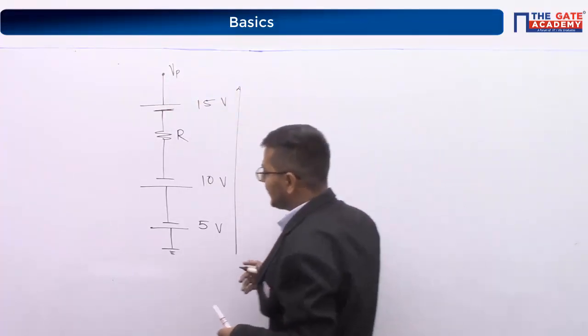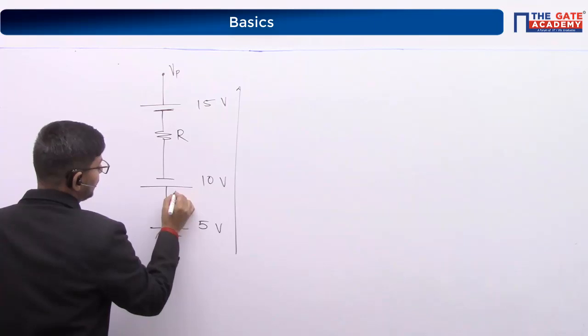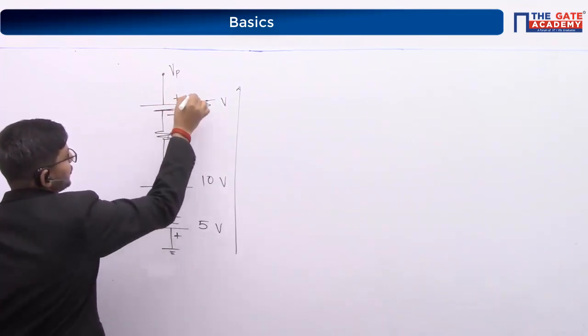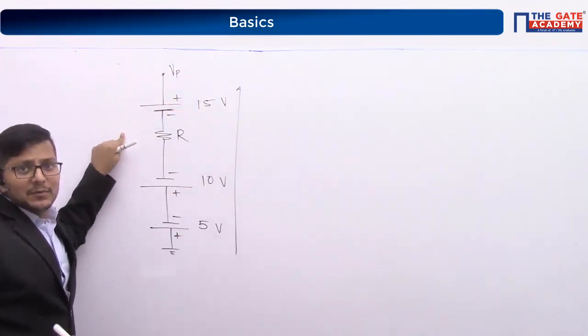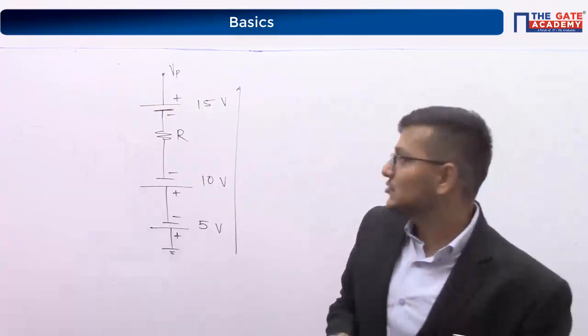Let us start from here. This is a positive terminal. This is negative, positive, negative, negative, positive. Actually, this is open circuit. It means there will be no current. Actually, it is open from here.